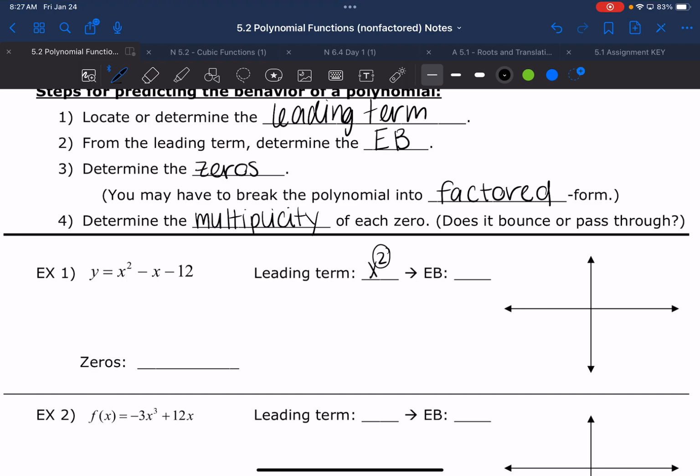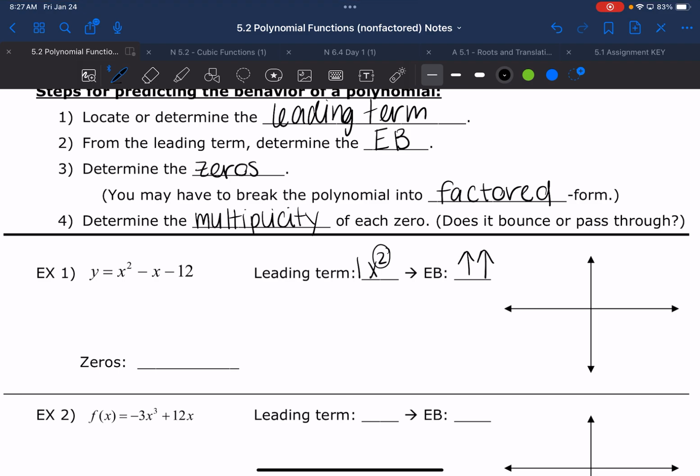So 2 tells us, because it's even, that the ends are going to point the same way. And the understood lead coefficient here is 1, which is a positive number. So for our end behavior, what can we expect here? Both up. Now I just need to know where to plot the zeros, and then I can draw a sketch.